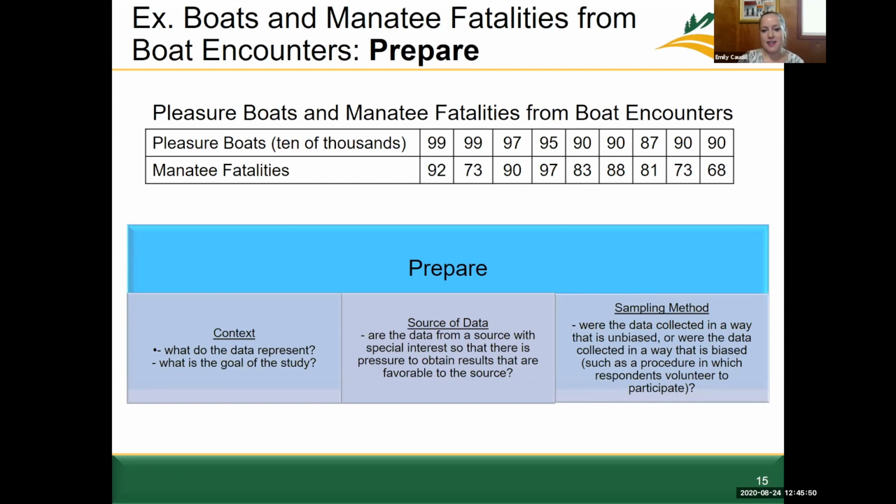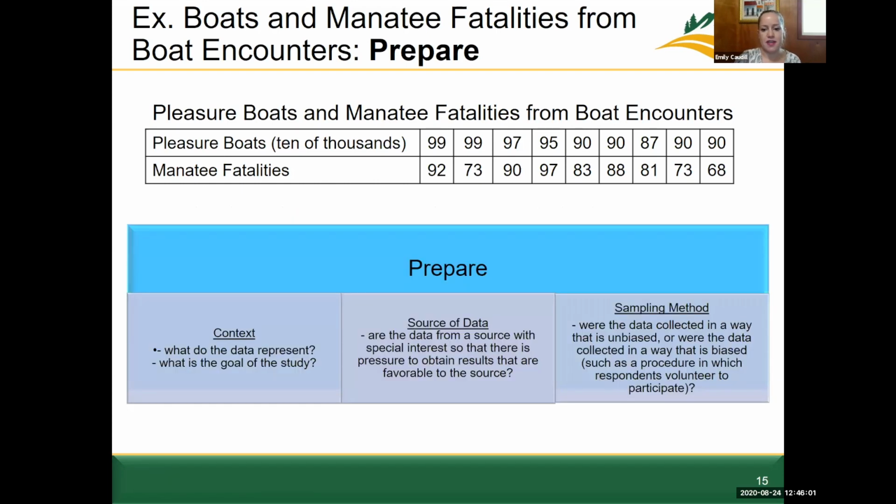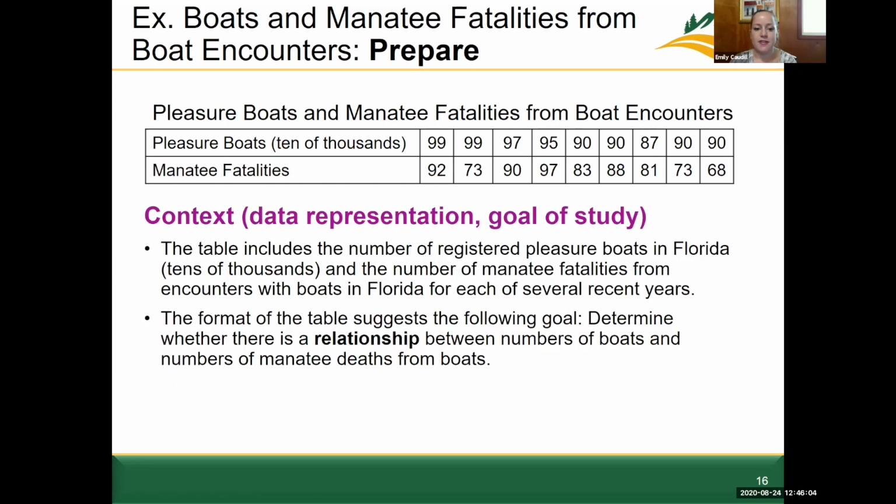Okay, so if we have this data, pleasure boats and manatee fatalities, can we see any correlations? Is this biased? We can think through these different statistical principles and reasoning as we're looking at a data set like this. Okay, so again, we're in prepare. So you have context, source of data, sampling method. So we see this data and now we're in the context. The data representation and the goal of the study is what we're looking at when we're in prepare.